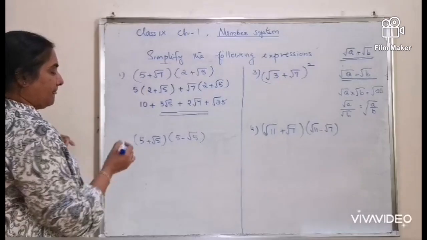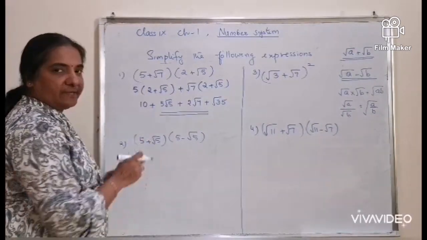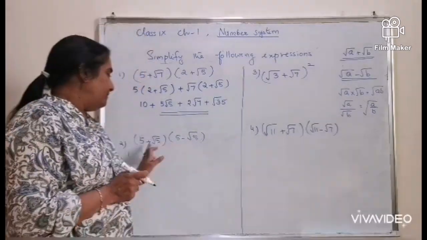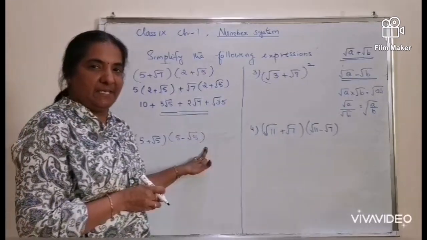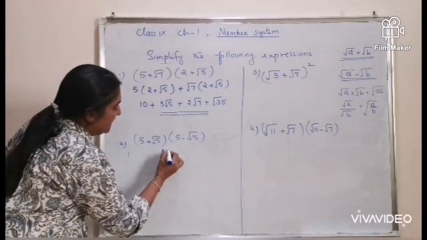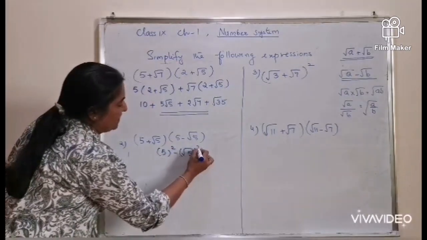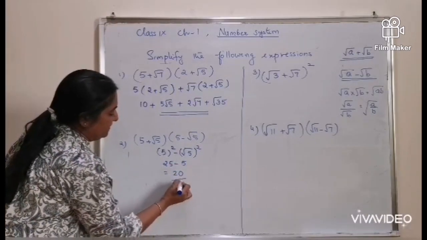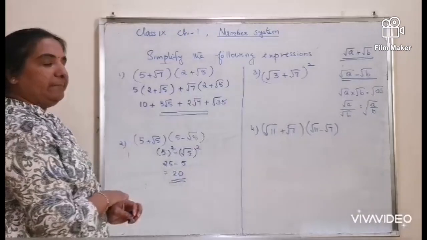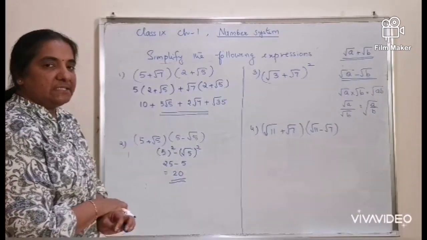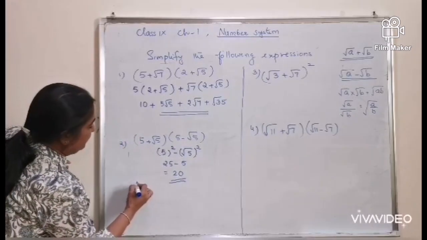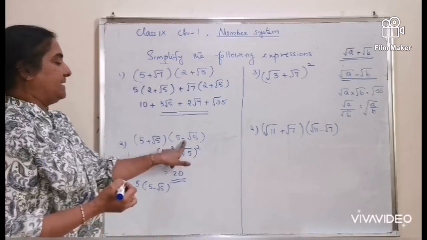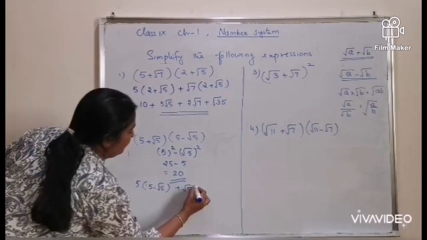The next question, 5 plus root 5 into 5 minus root 5. Those who are very thorough with the identity of a plus b into a minus b can directly write the answer as a square minus b square, which is 25 minus 5, 20. Or the second method is, as I explained, the distributive law. You will use the distributive law with 5 minus root 5, with root 5 and with 5 minus root 5.